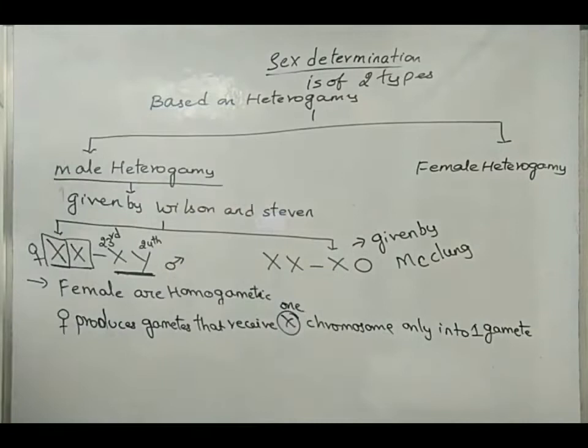Okay, one gamete receives only one X chromosome. So, however many gametes are formed, that many X chromosomes are distributed.